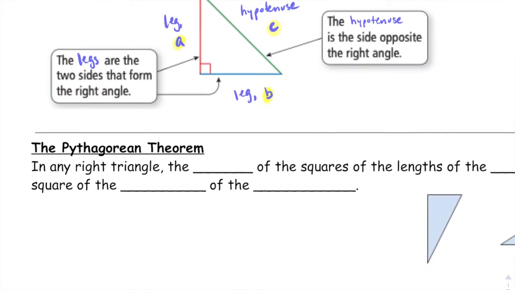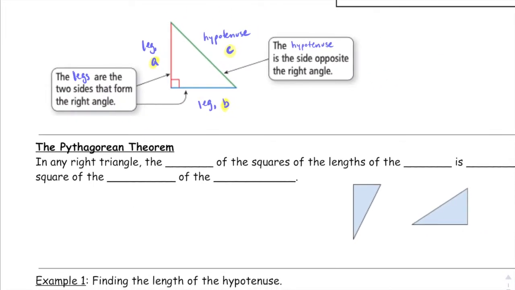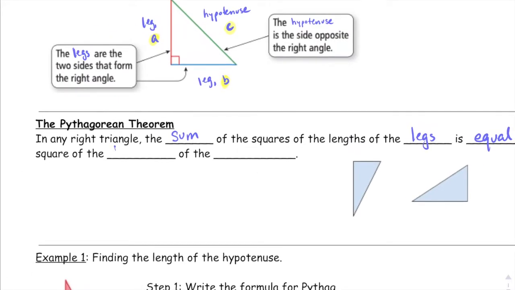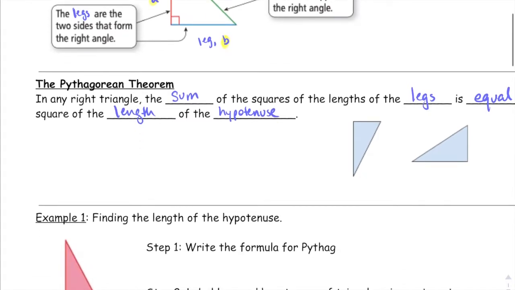So what this is saying is how can we use this to help us find the different sides of a triangle? In any right triangle, the sum of the squares of the lengths of the legs is equal to the square of the length of the hypotenuse. Okay, so that probably has absolutely no meaning to you right now, so I will explain what that means.